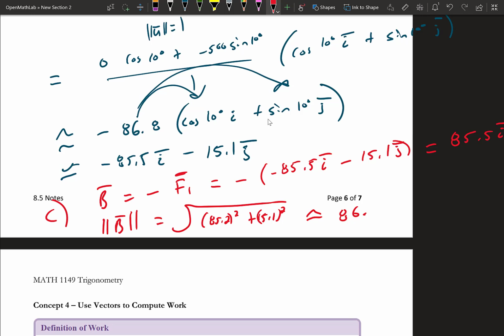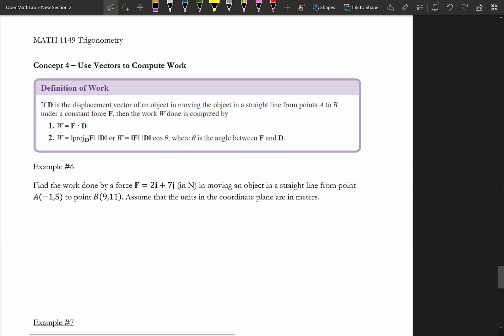Yeah, it comes out to be around 86.5, roughly. Right. Or wait, excuse me. I wrote down 85.2 here, but that should be 85.5. That's why that's working off weird. All right, so this comes out to be roughly 86.8, right? So if we just make that correction. All right, so we answered that problem.